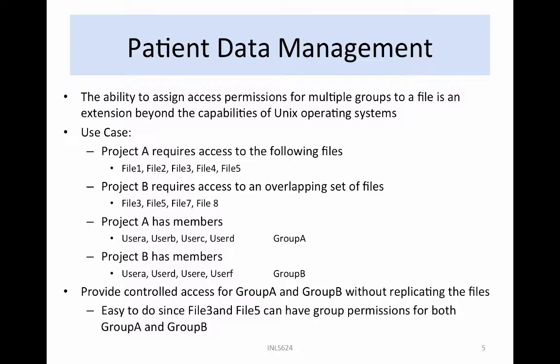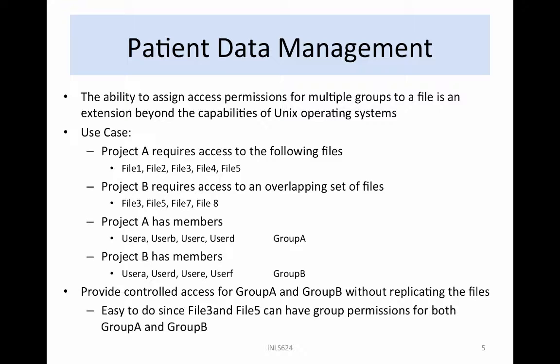Project A requires access to the files File 1, File 2, File 3, File 4, File 5. Project B requires access to an overlapping set of files, File 3, File 5, File 7, File 8. Project A has members User A, User B, User C, User D, who are members of Group A. Project B has members User A, User D, User E, User F, who are members of Group B.